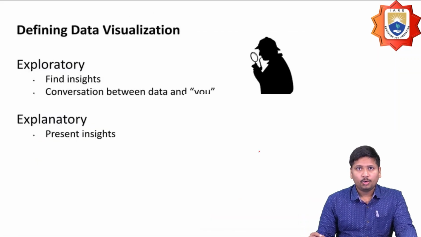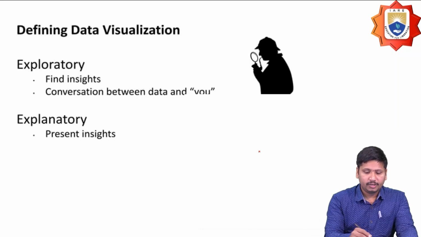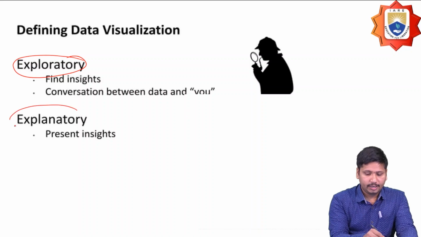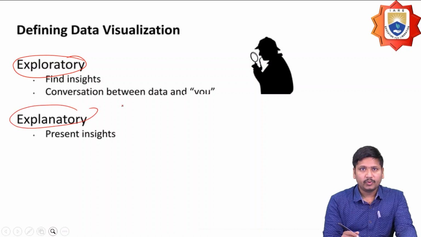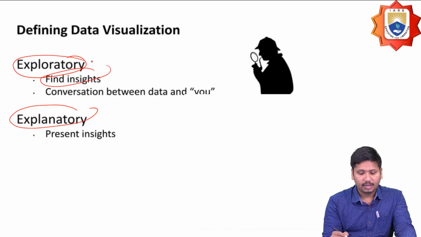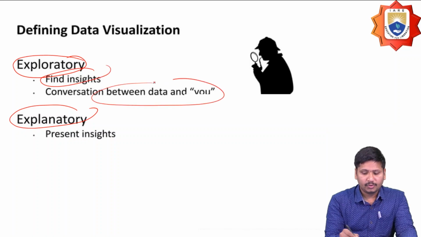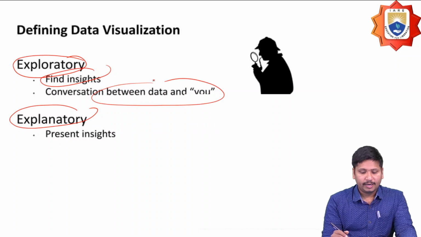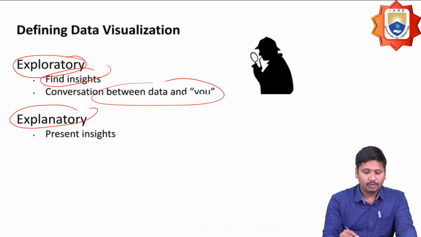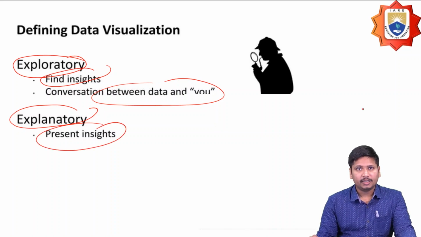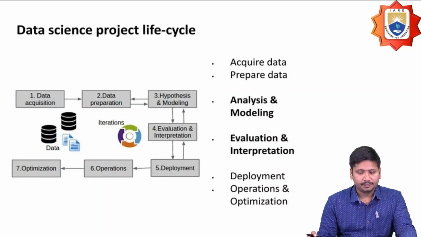So next, how are we going to define data visualization? Data visualization has different types, like exploratory and explanatory. Exploratory means finding the insights of the data and how we're going to make conversations between the data and you. Explanatory means how we can present the insights of the data. Those are the different types of data visualization, exploratory and explanatory.